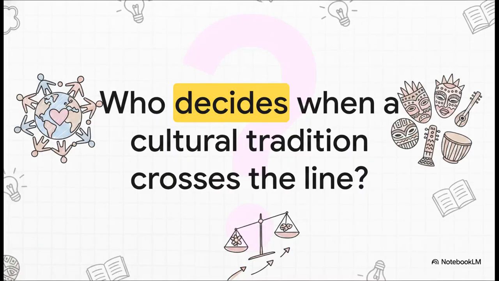To wrap up this explainer, I've got a final, complex thought for you to chew on. If we agree that core human dignity is truly universal, who holds the ultimate authority to decide when a specific cultural tradition crosses the line into a human rights violation? How do we balance global standards with local traditions in the ongoing fight to protect our shared humanity? It's a profound challenge, and it's one that every generation has to navigate for themselves.